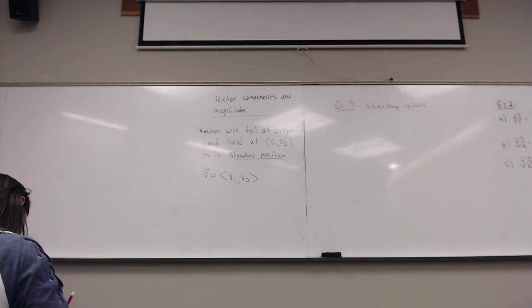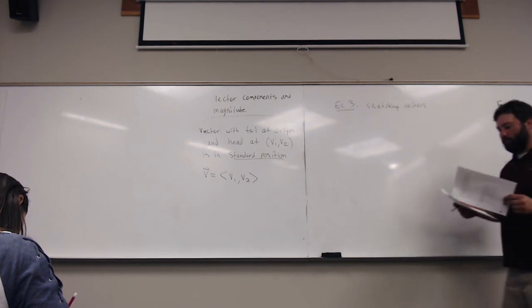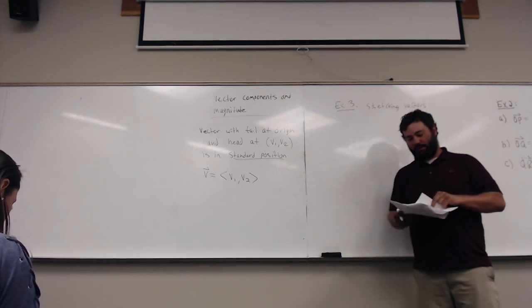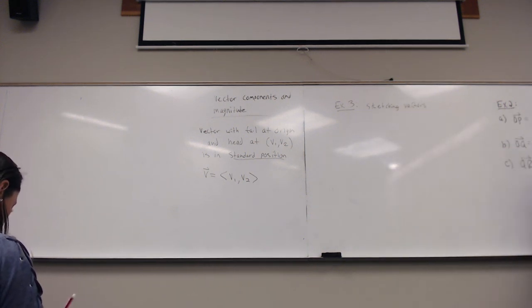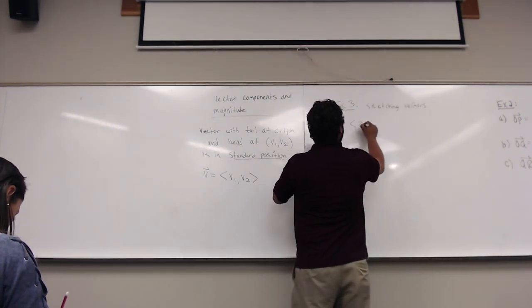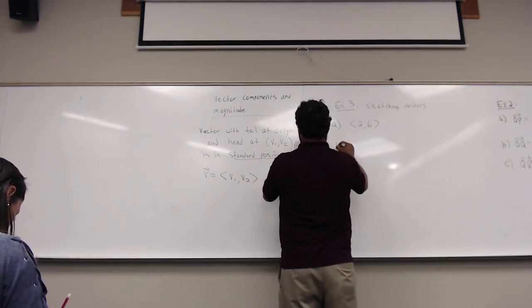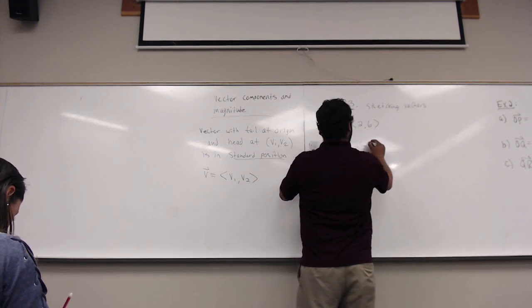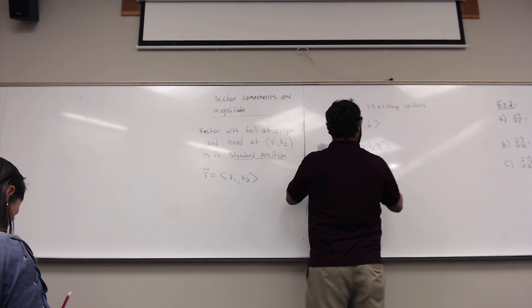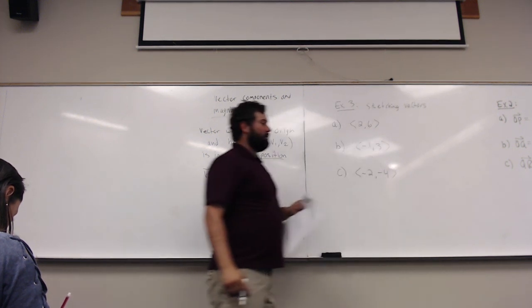Probably all I have time for today. Tomorrow I'll probably get through examples 4, 5, 6, hopefully 7 or 8. Okay, so example 3, sketching vectors. So A, we're going to sketch the vector with components 2 and 6. B, we're going to sketch the vector with components -1 and 3. And C, we're going to sketch -2, -4.